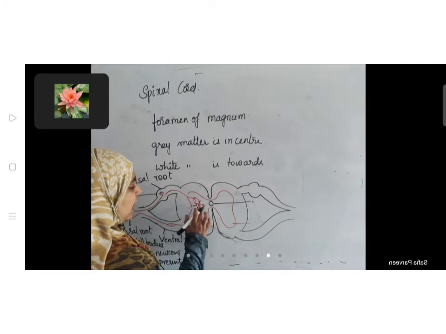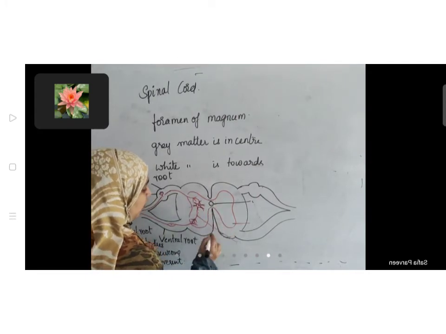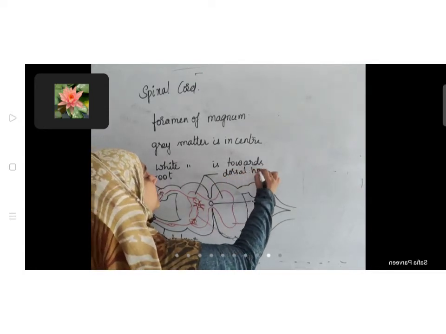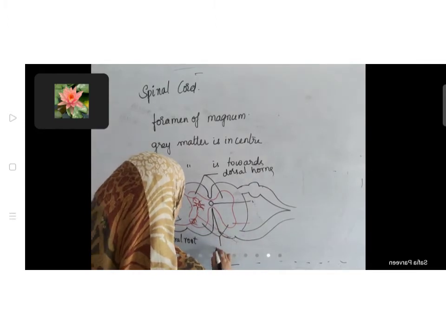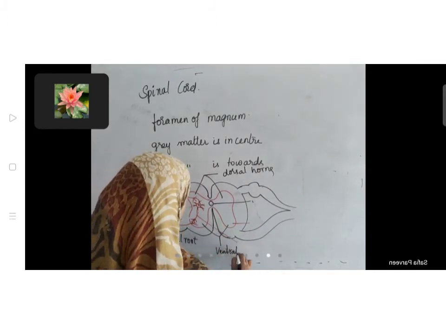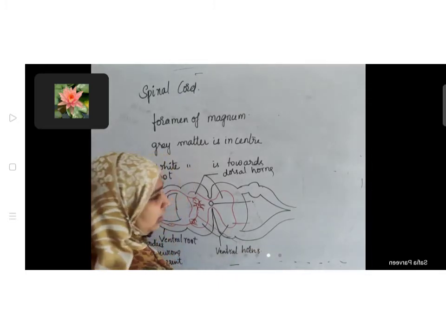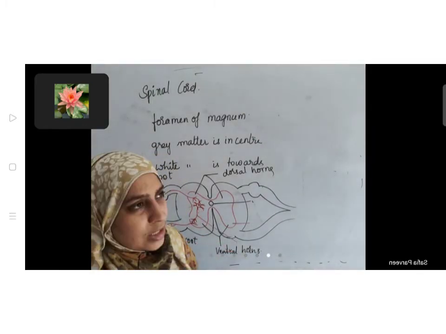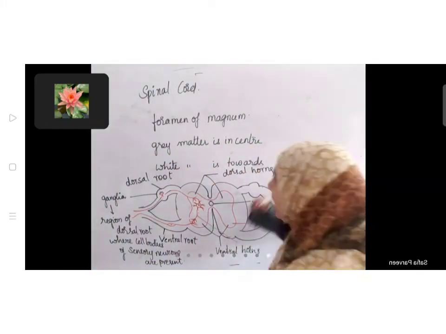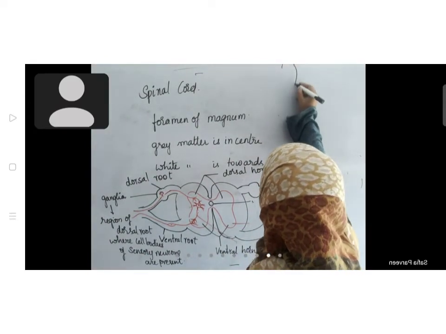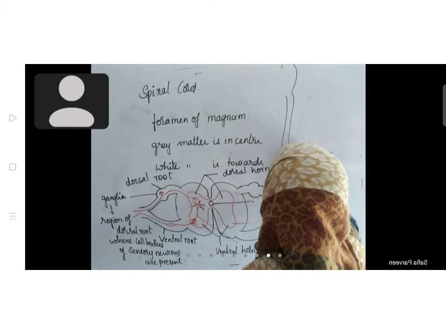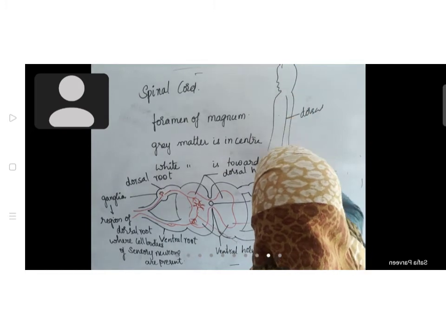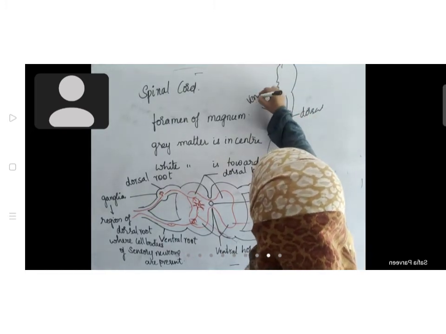Now this gray matter has two upper horns and two lower horns. These two upper horns are called dorsal horns. These two are called ventral horns. Dorsal horns and ventral horns. Why is it called a dorsal horn? See, our body's back side, human being is like this. This back side is called the dorsal side, and this front side is called the ventral side.